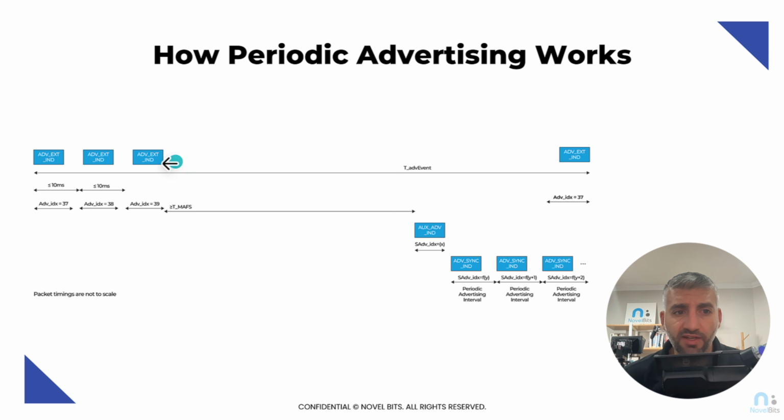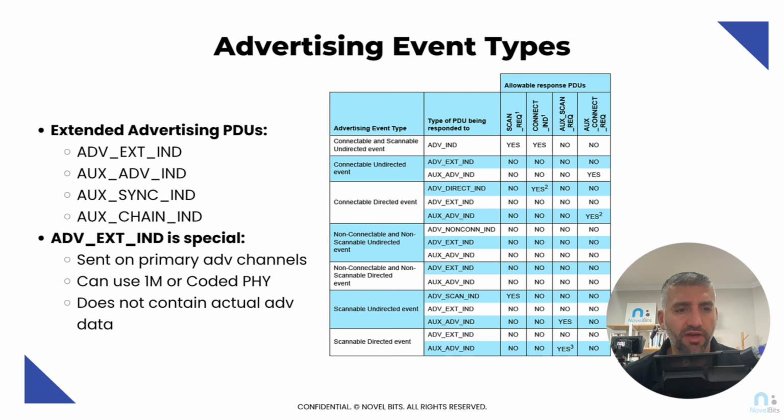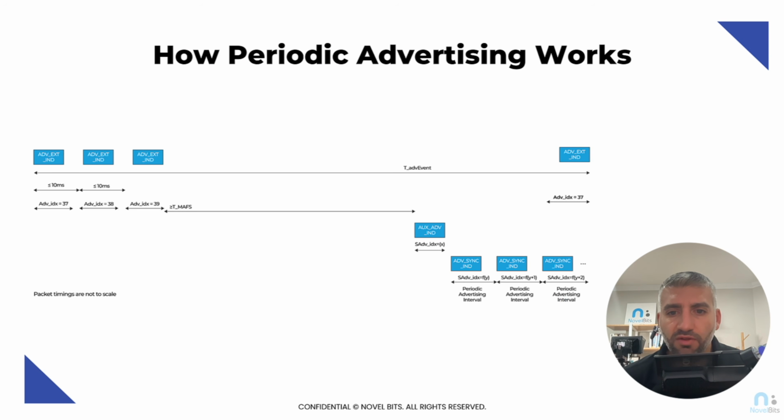So if we look at that, you'll see here that it is still sending the 3 packets on the primary. These point to the secondary, the auxiliary packet, but then the auxiliary actually contains information that points to the ADV sync IND. So these, I believe it should be AUX sync IND. Yeah, AUX sync IND. So I have a typo here as well. But in any case, this is AUX sync IND, and these are the actual periodic advertising packets.